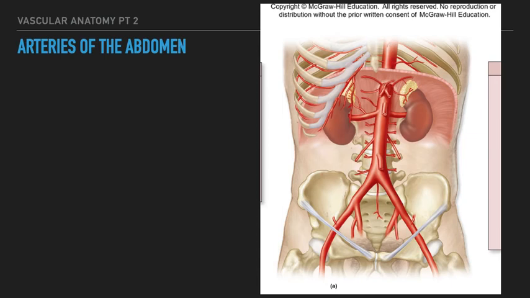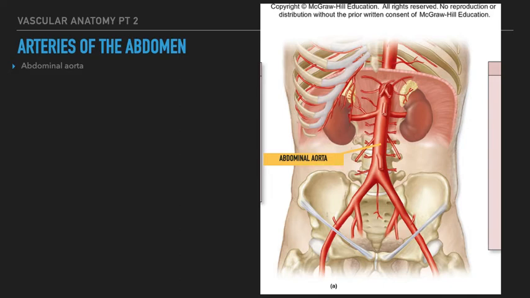All right, so let's begin this second presentation by examining the arteries of the abdomen. Not all of these are paired, so I've indicated the ones that are. The arteries in this image will ultimately arise from the abdominal aorta, so let's start by labeling that.